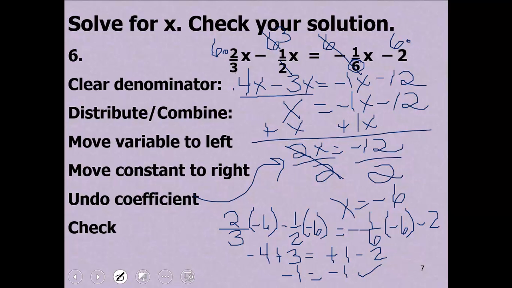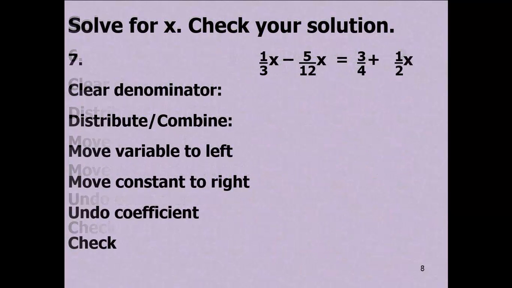Notice in the checking, I simplify the left side and I simplify the right side. And my goal is at the very end, when I get each side down to a single number, that's the same number. That's the goal. All right, try number 7. Come back, hit pause, come back, and see if you got it right.